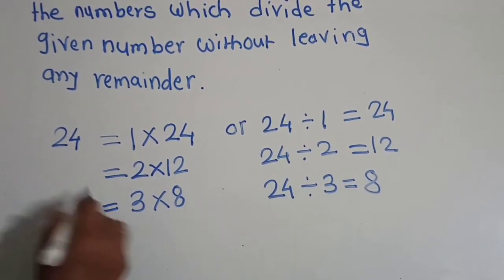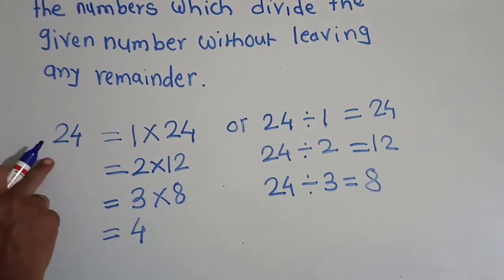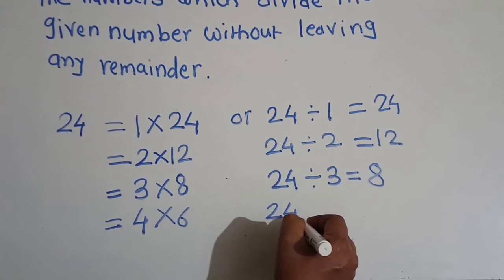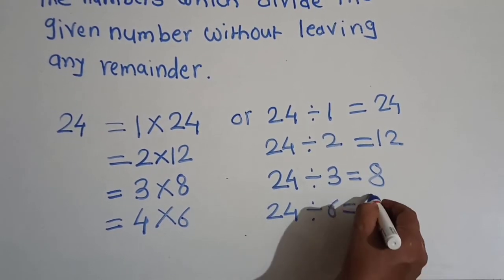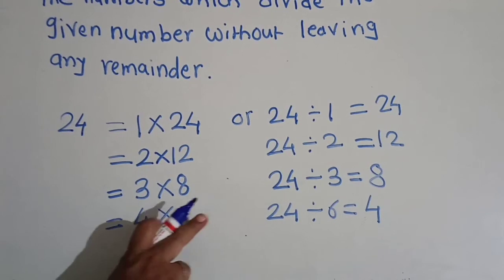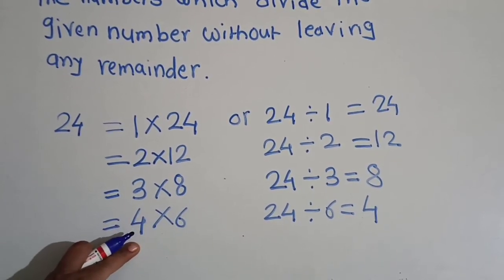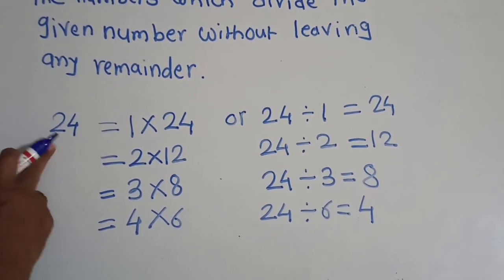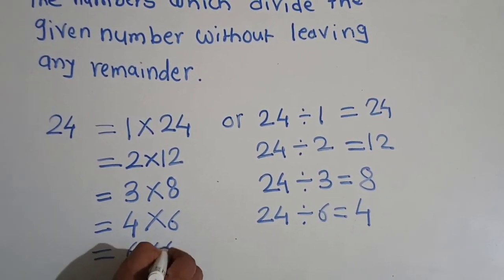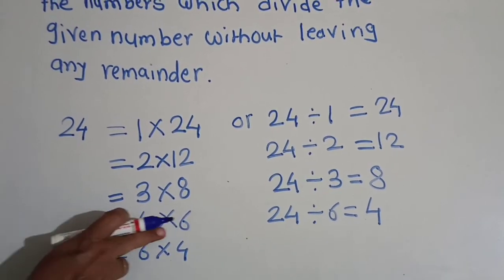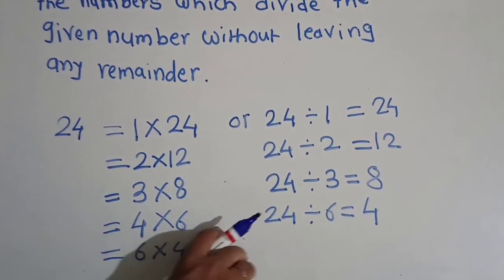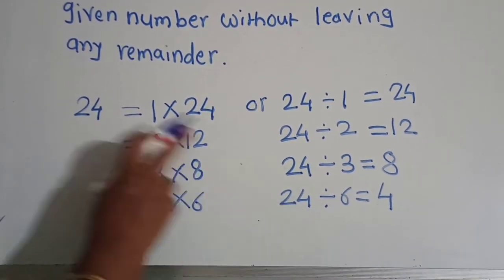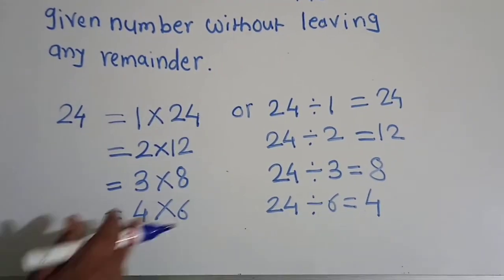Okay, now 4. Yes, 4 6s are 24. Or 24 divided by 6 we get 4. Then 5, in 5's table there is no 24. 6, yes, 6 4s are 24. But we already wrote 4 6s are 24, so no need to write it here again. Okay, children. So like this, we get the factors.